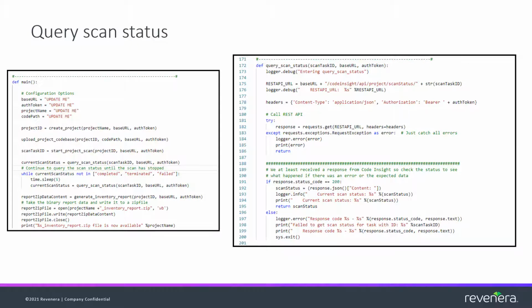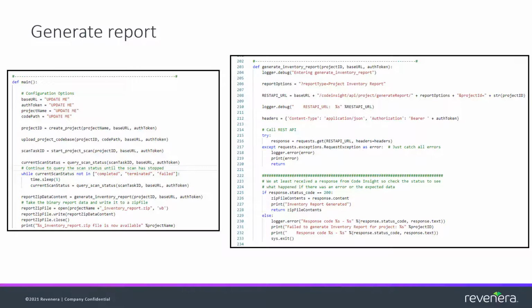Using the scan task ID from the previous API, I can then periodically query the current state of the scan using the project scan status API. For this example, I'm checking the status every 5 seconds, and once the scan completes, I will allow the script to continue. Finally, now that the scan is completed, the project generate report API can be called, where the project ID and the report name are used to create and download the report to a zip file.